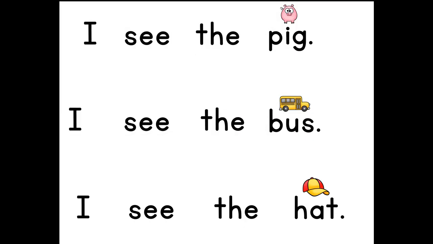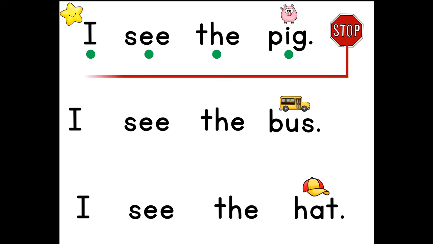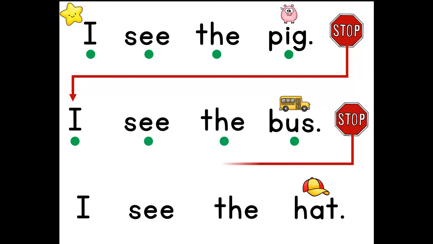Now on this next page, we put all 3 of those sentences together for a little fluency. Now we're getting into some repeated reading. Our little star tells us where to start. I see the pig. A little stop sign pops up, and now we're going to practice return sweep. An arrow will show the kids where to go for the next line. We drop down and over and read, I see the bus. Return sweep. I see the hat.